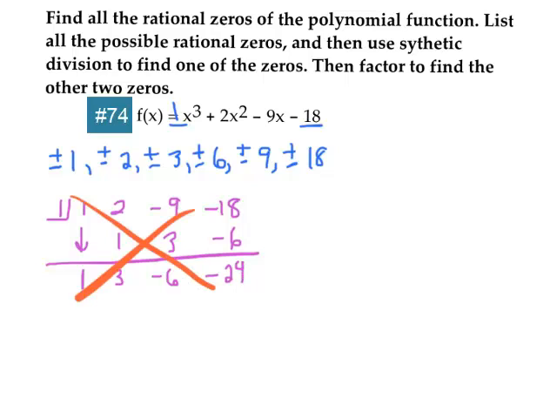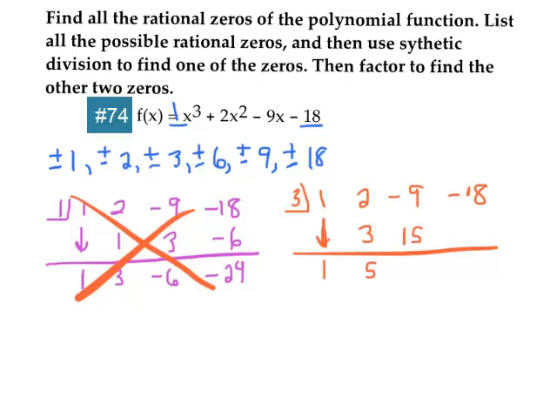So I'm going to go out with a hunch. I think 3 might be a good one. So drop the 1. 3 times 1 is 3, 2 plus 3 is 5, 3 times 5 is 15, negative 9 plus 15 is 6, 3 times 6 is 18, voila! So this is saying we have x squared plus 5x plus 6 equals 0.